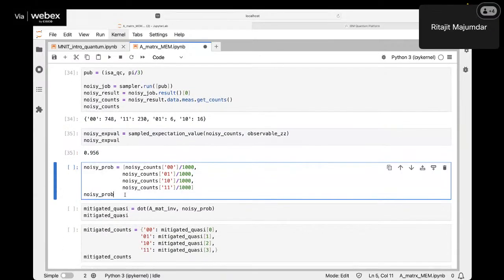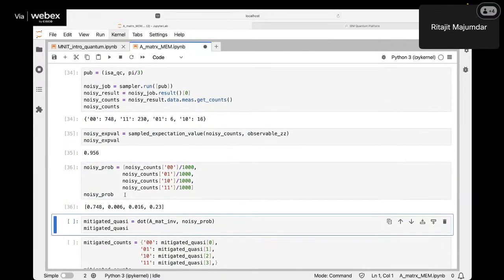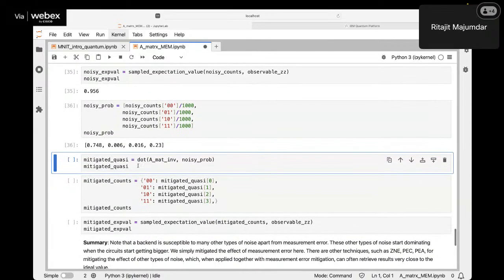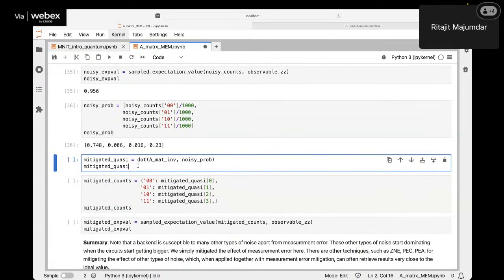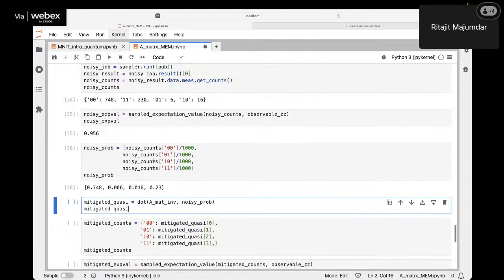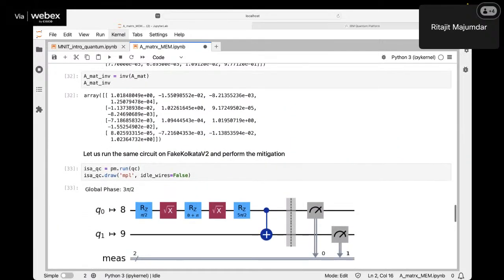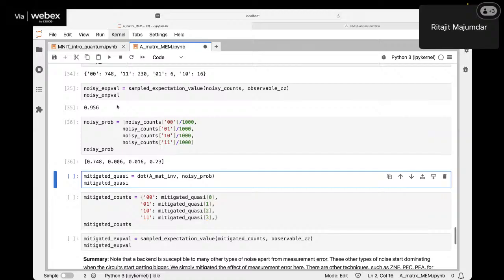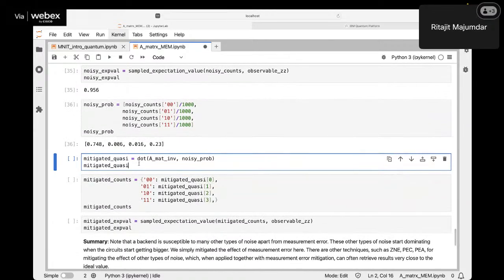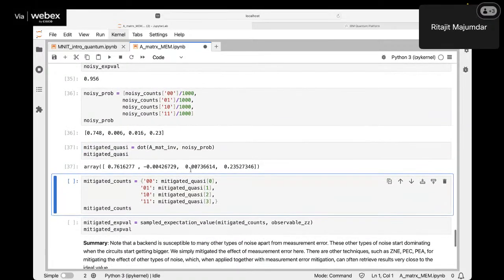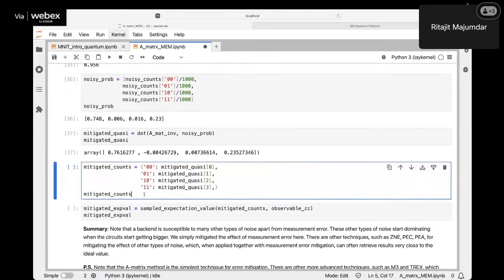Awesome. I change it into a probability vector. This is what my probability vector is. I get the mitigated quasi distribution by multiplying this big A matrix inverse with my noisy probability. This is what we get. And then we do mitigated counts. I mean, this is mitigated count.